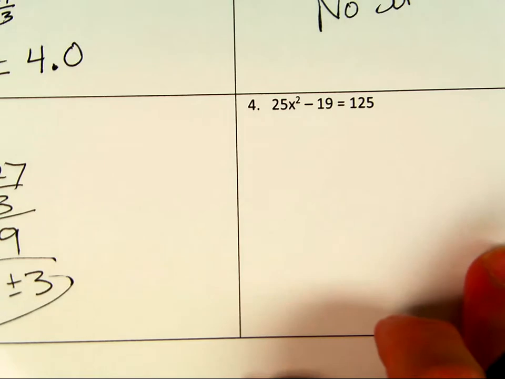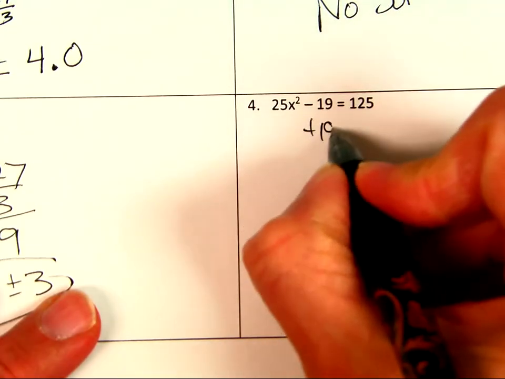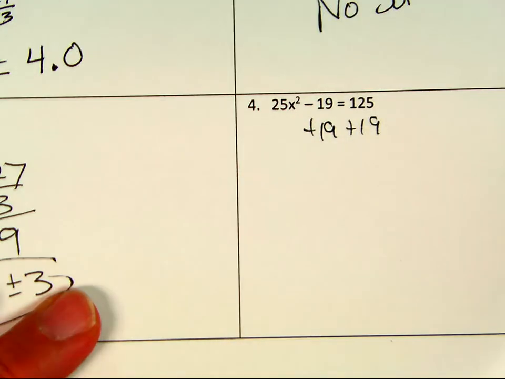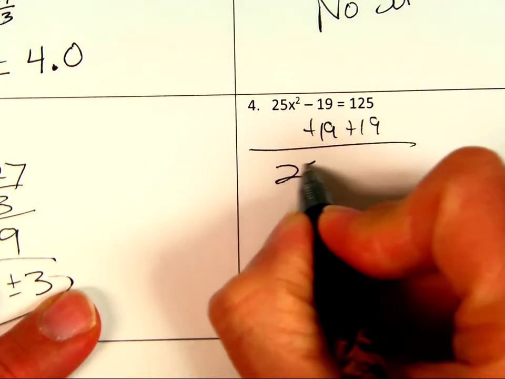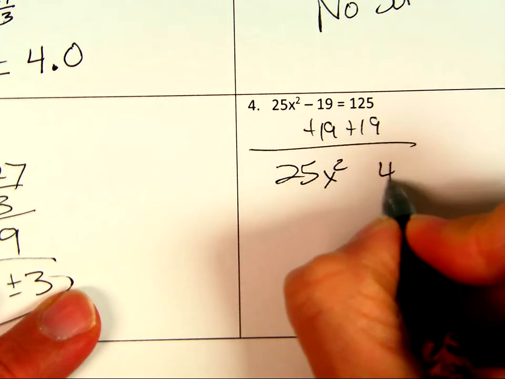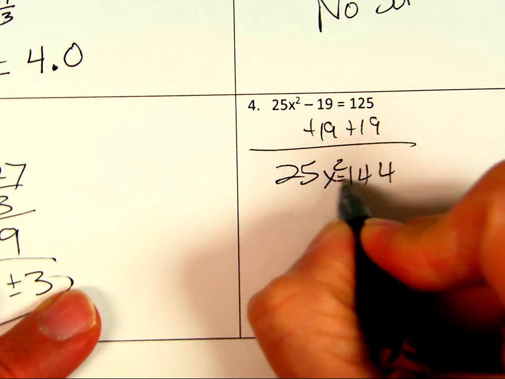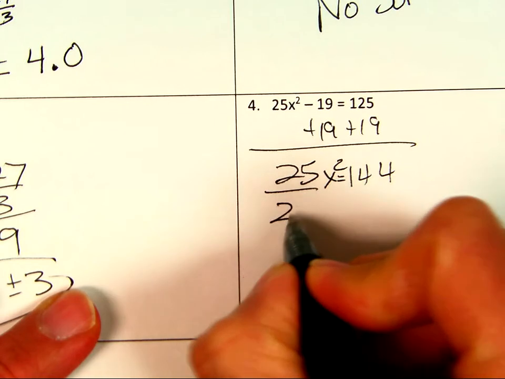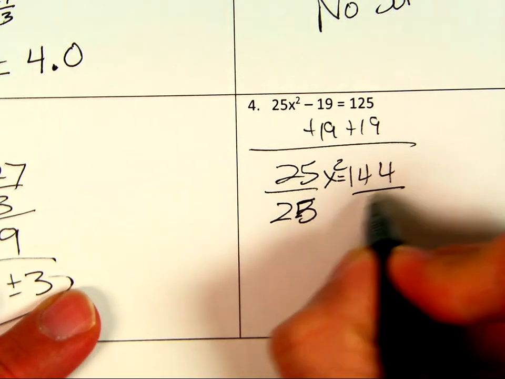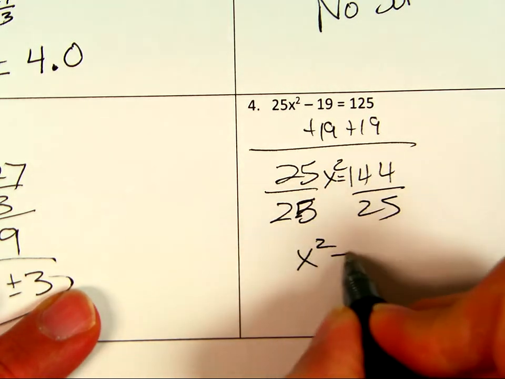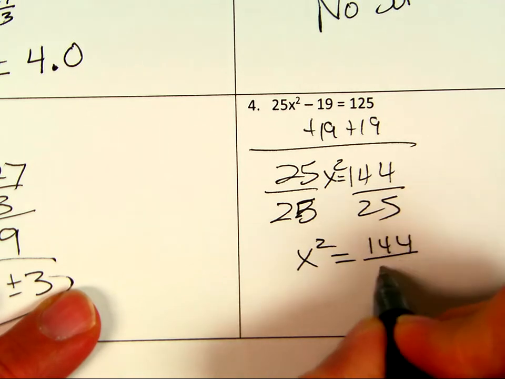All right, over here we're going to add 19 to both sides. And what are we going to get? 25x squared, that's 4, and that's 1. So 25x squared equals 144. So, divide by 25. So we get x squared equals 144 over 25.